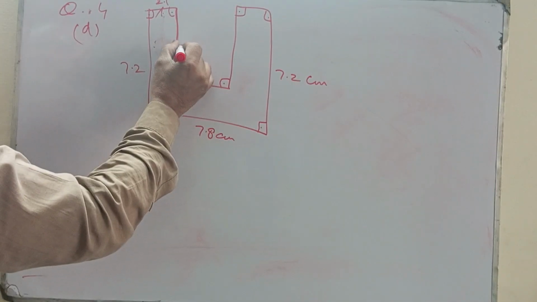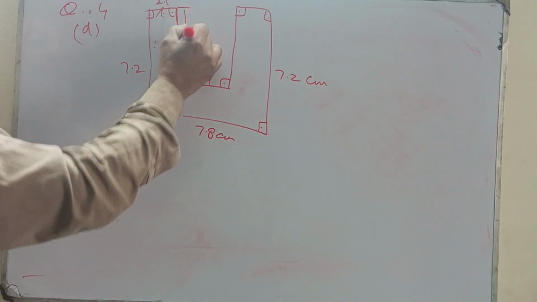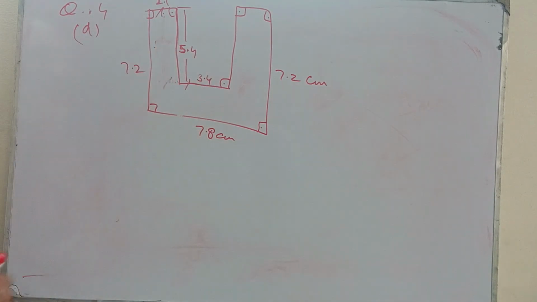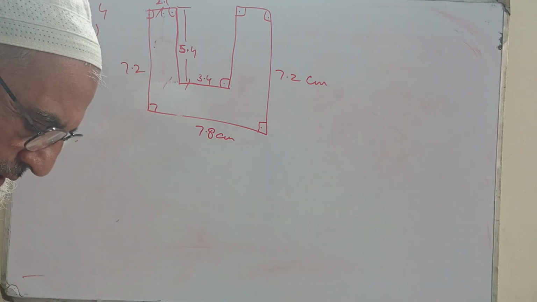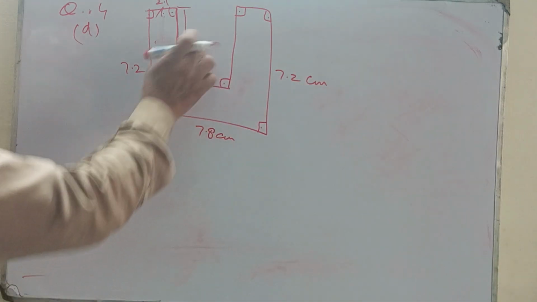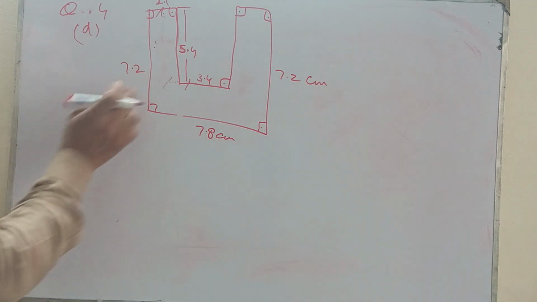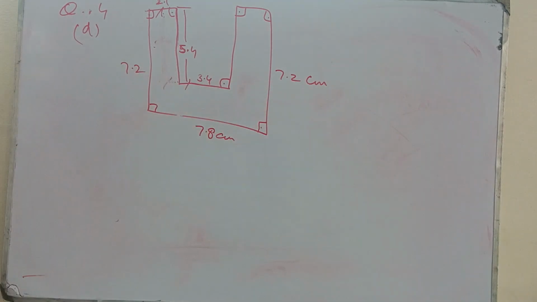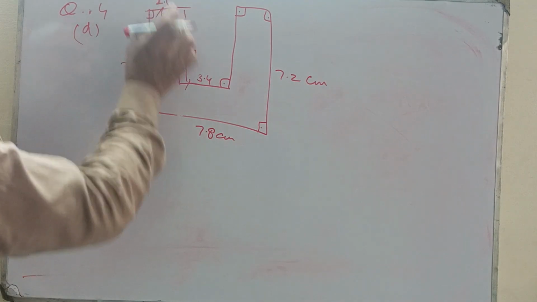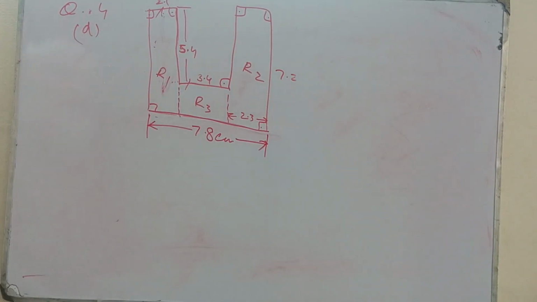So it is given 5.4. Now from here to here it is 5.4. Now all the dimensions are given. How many dimensions are given? 1, 2, 3, 4, 5, 6 dimensions are given. Now you see that this is 7.2, this is 7.2, this is 2.1, this is 3.4. We'll find the area. Now, my dear students, let me start.